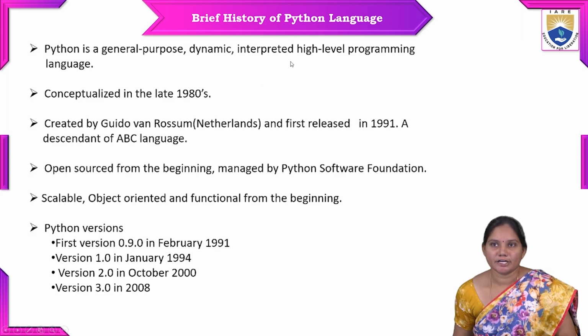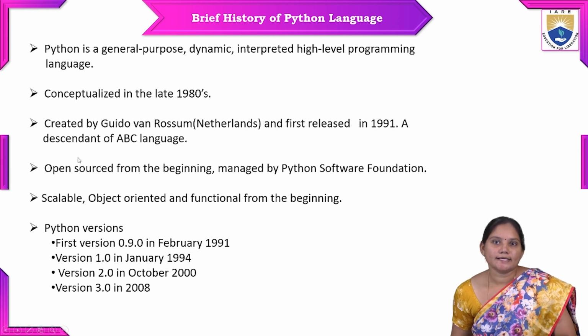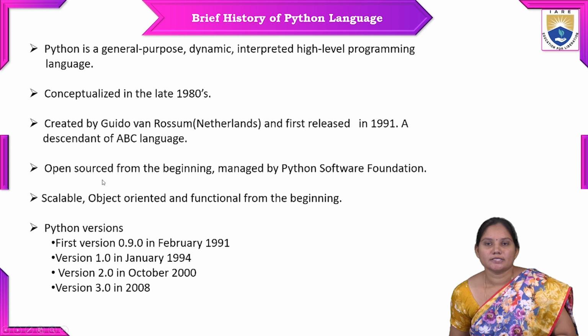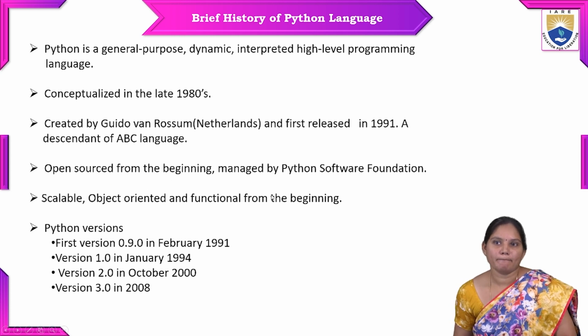And the next one is the history of the Python language. Python is a general purpose, we already know what general purpose is, dynamic and interpreted high level programming language. It was conceptualized in the late 1980s, created by Guido van Rossum and first released in 1991. It is a descendant of the ABC language. It was open sourced from the beginning, is managed by the Python Software Foundation, and is also scalable, object-oriented and functional from the beginning.